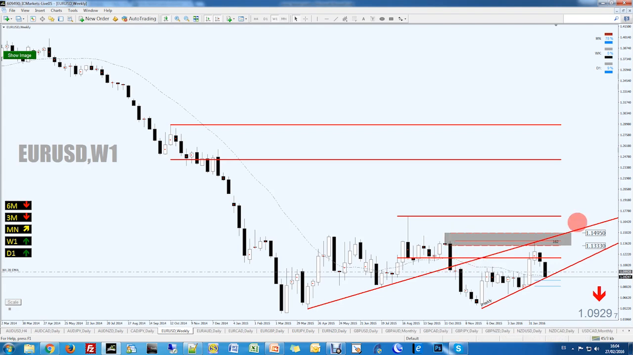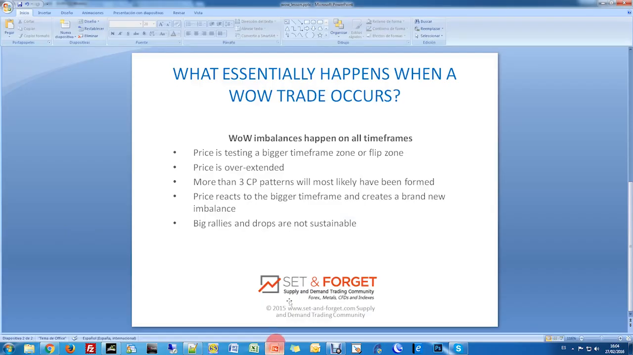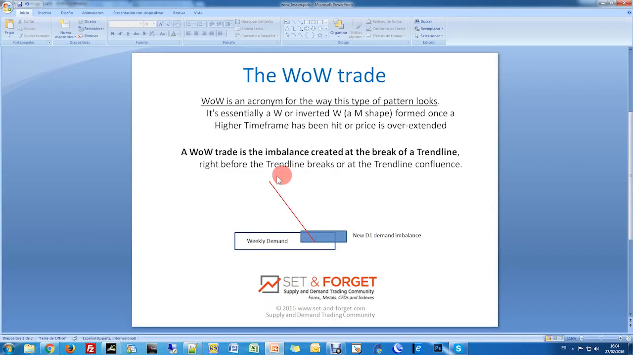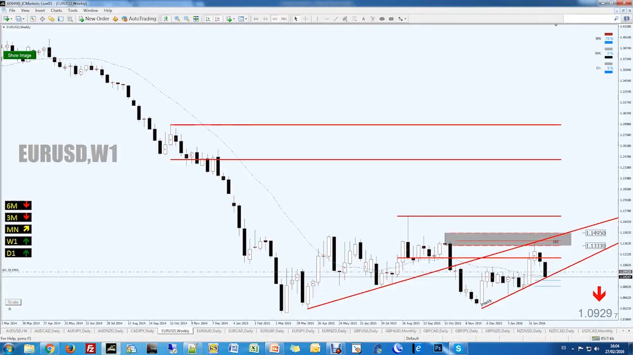That is a WoW, this one over here. It is created at the origin of the whole drop in price, but this is also a WoW. Why? Because as the definition explains, it is an area that happens right before the trend line breaks or at the trend line confluence. So that weekly area of supply over there is a weekly WoW short that happens at the trend line confluence, as explained by the rules.